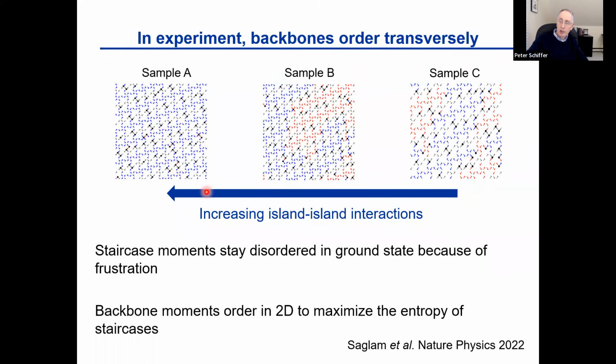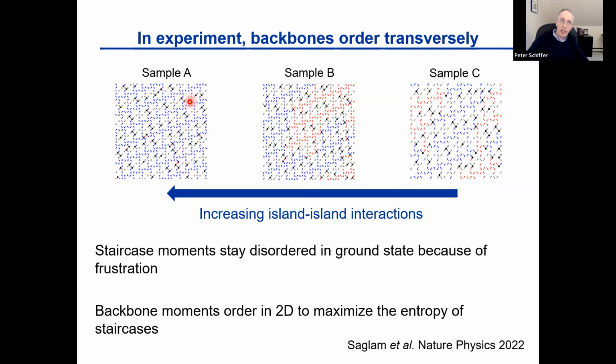And so again, these are ordered antiferromagnetically, and there are two ways of doing antiferromagnetic order, plus minus plus minus or minus plus minus plus. So that's indicated in the red and the blue. When there's a big separation between the islands, you get red patches and blue patches. When the islands are strongly interacting, the ordering is happening across all the different backbones.